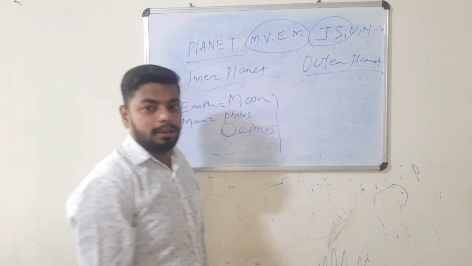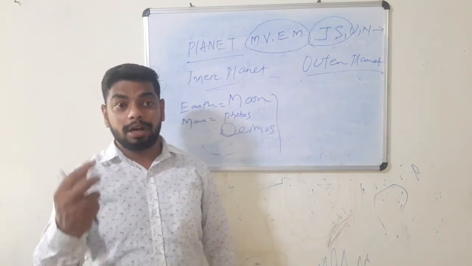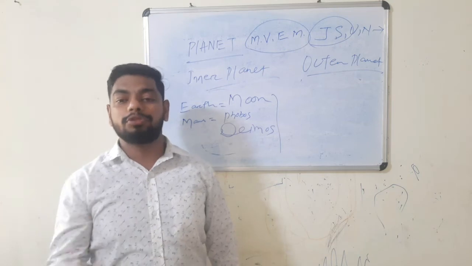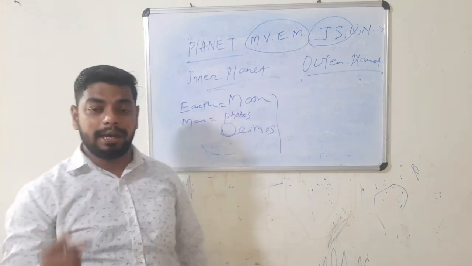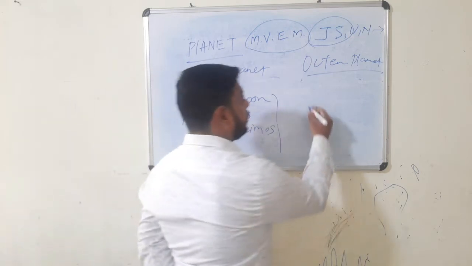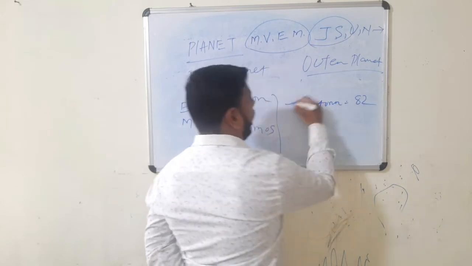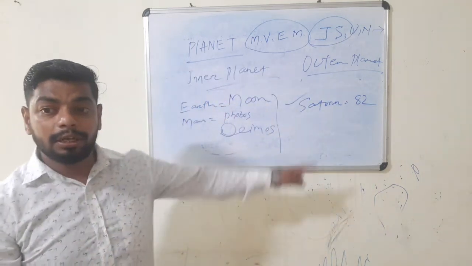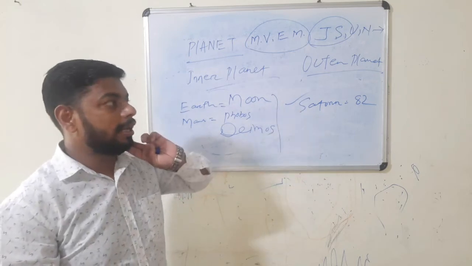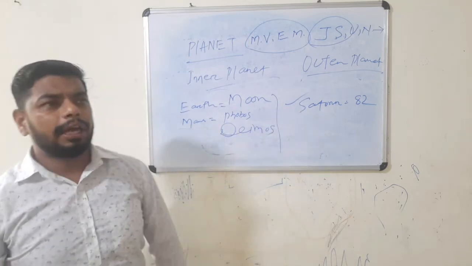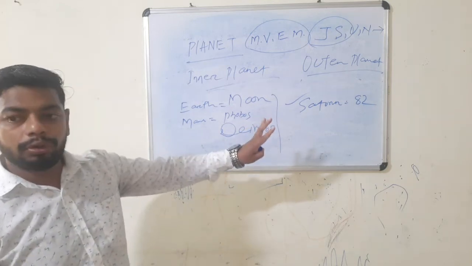Outer planets: there are a large number of natural satellites. Jupiter has 75 moons or natural satellites. Saturn has the highest number of natural satellites, that is 82. So the planet with the highest number of moons is Saturn. And Uranus and Neptune have more than 10. Right? So in this way we understood.